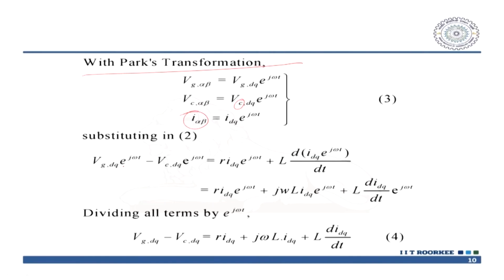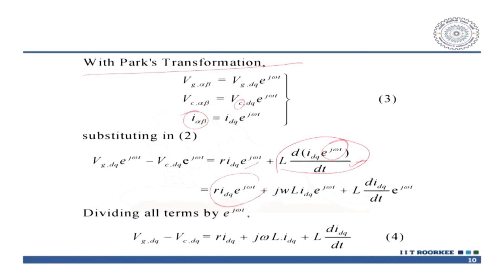So, it is Vg dq e to the power j omega t minus Vc dq e to the power j omega t equal to R I dq e to the power j omega t, and with L d I dq e to the power j omega t dt. I told you that for DC in the dq frame, the AC quantity looks like a DC parameter, but it is a transformation. So, these quantities are time varying, please note that, and for this reason its differentiation exists.